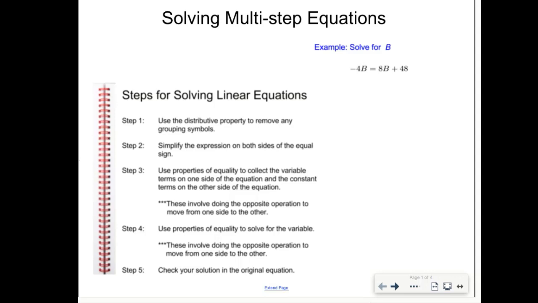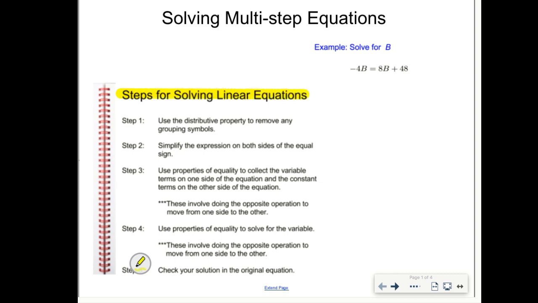So this is the second video on solving multiple step equations. The first video was about when we had variables only on one side of the equal sign. Today's video is going to be where you have variables on both sides of the equal sign. So if you look, all of this should be familiar. This was in the first video.